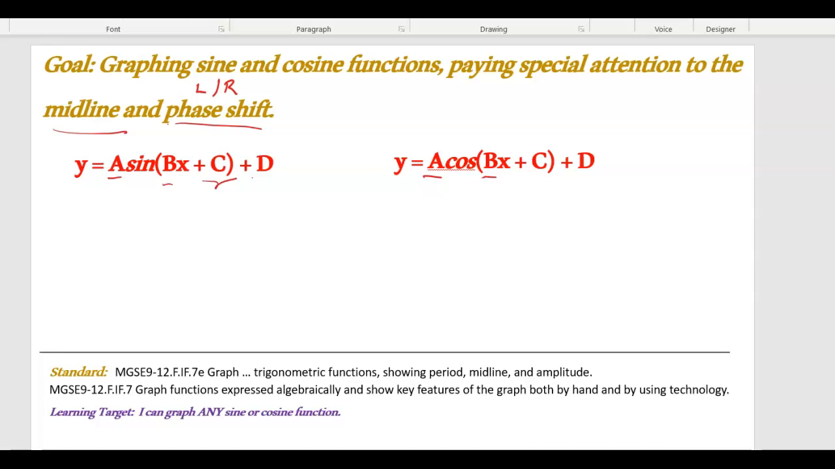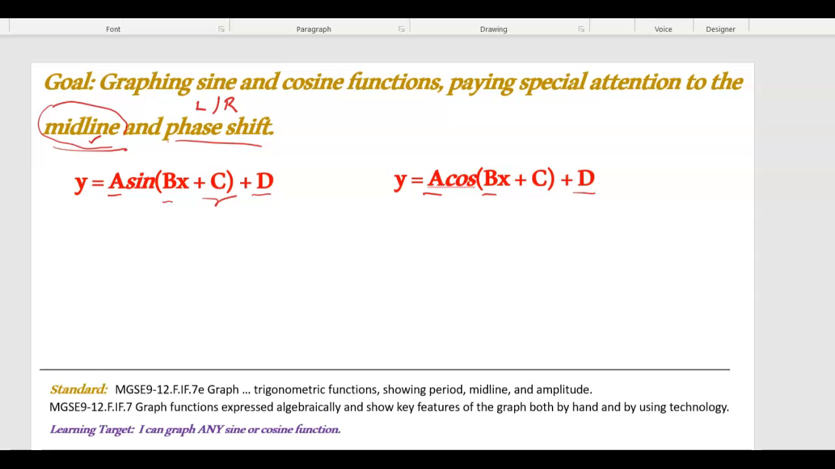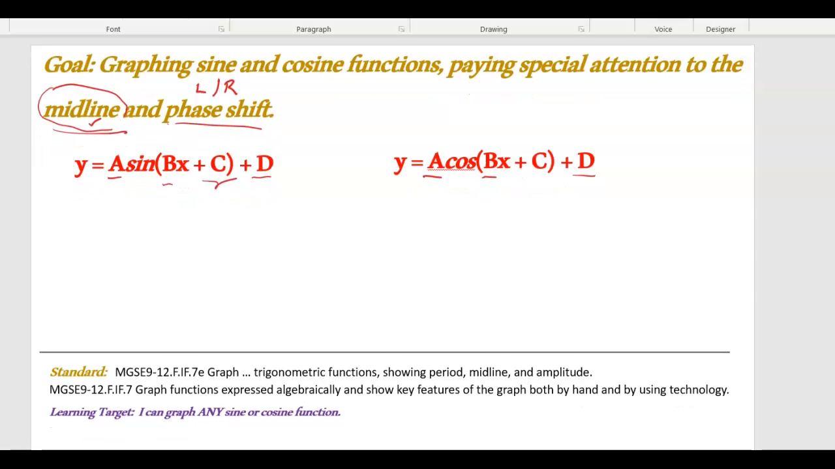Then, when you add D outside of the argument, so when you evaluate the function first and then just add or subtract a number on the outside, you're going to shift the function up or down, and that's going to change the midline. So the midline's pretty basic and pretty easy to find. Okay, so we have amplitude, which is pretty easy conceptually. We have the period, pretty easy to find. We have the midline shifting the graph up or down. It's pretty easy. And then C, phase shift, is going to be a little challenging. Okay, so that's our focus today, midline and phase shift.